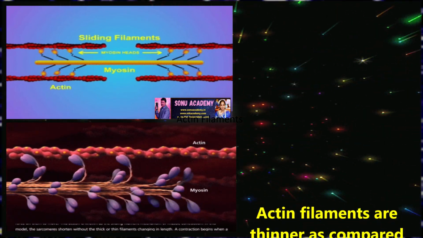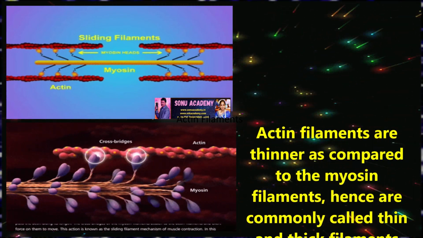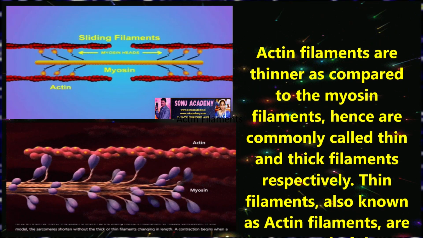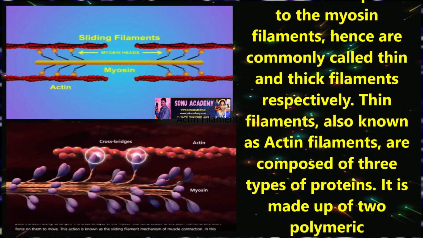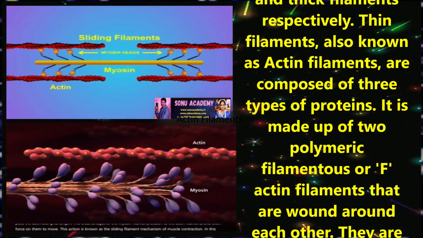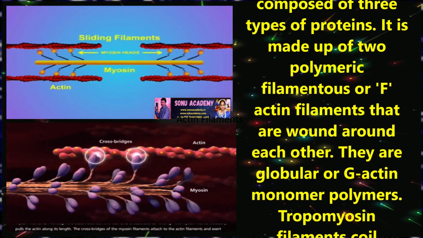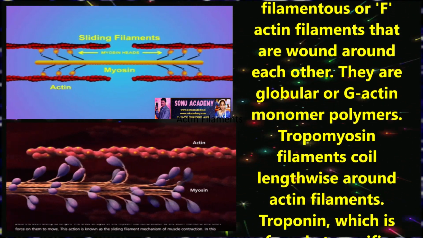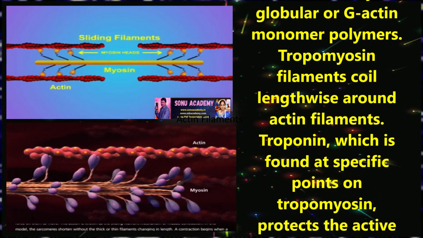Now let us discuss actin filaments or thin myofilaments. Actin filaments are thinner as compared to the myosin filaments, hence they are commonly called thin and thick filaments respectively. The thin filaments, also known as actin filaments, are composed of three types of proteins. It is made up of two polymeric filamentous or F-actin filaments that are wound around each other. They are polymers of globular or G-actin monomers.